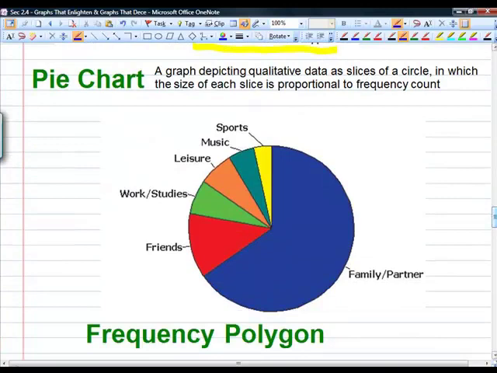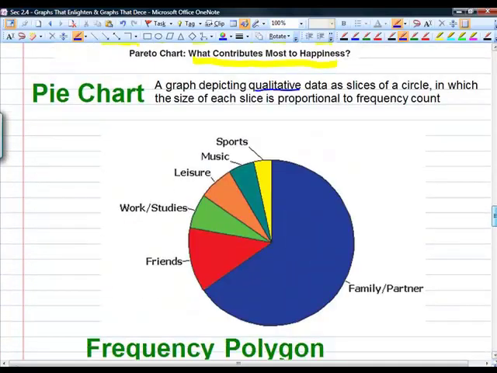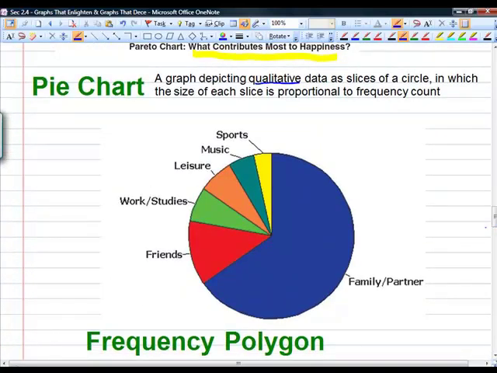Pie charts. You guys have seen pie charts probably since middle school. I think if you come through the Texas public schools, we use a lot of pie charts in the standardized testing. So it's a graph depicting qualitative data as slices of a circle. So we're looking at categories again. Qualitative, remember, means categorical, in which the size of each slice is proportional to the frequency count. This pie chart here actually represents the same information as this Pareto chart. Different graphs give you a different feel for the data. On the Pareto chart, it was obvious that the family and partner contributed most to happiness, but on the pie chart, it's easier to see.